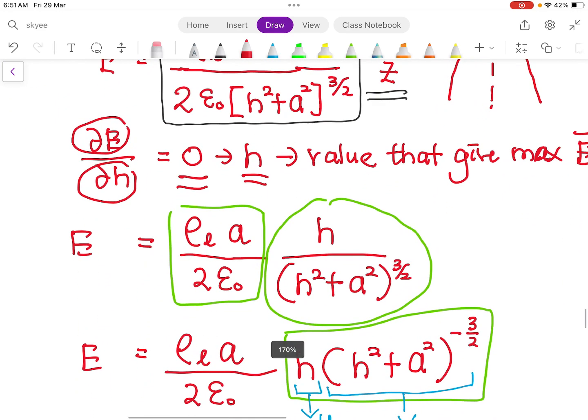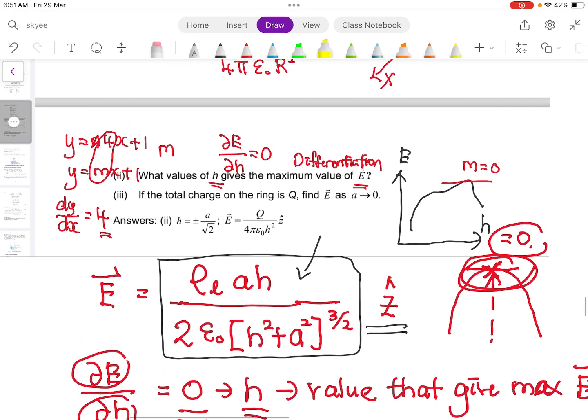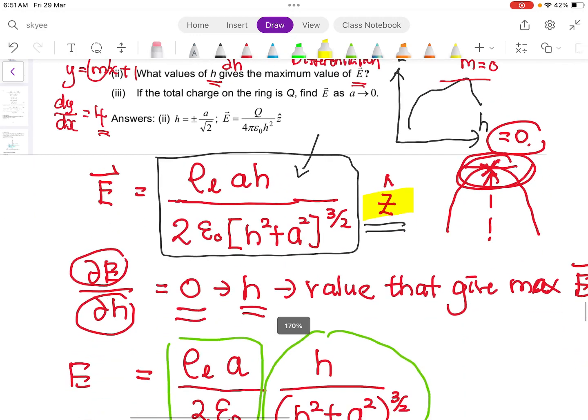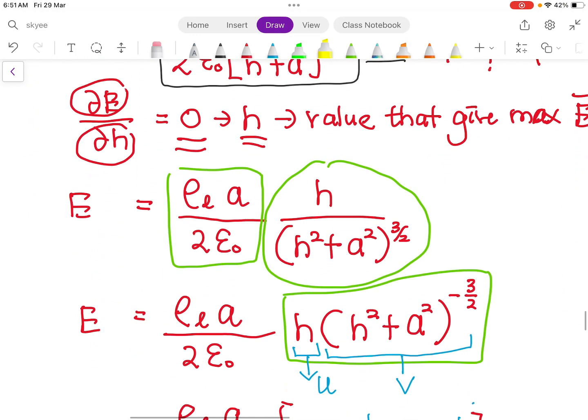Now see how I'm doing it. I'm taking only the magnitude. You see there are no vector components already. This one I didn't include. I just focus on the magnitude.